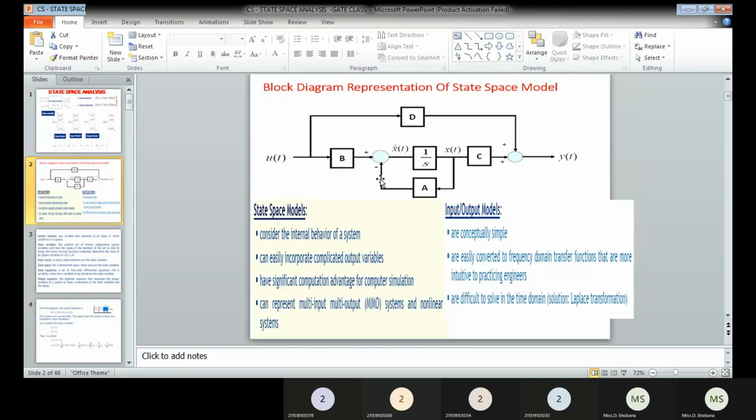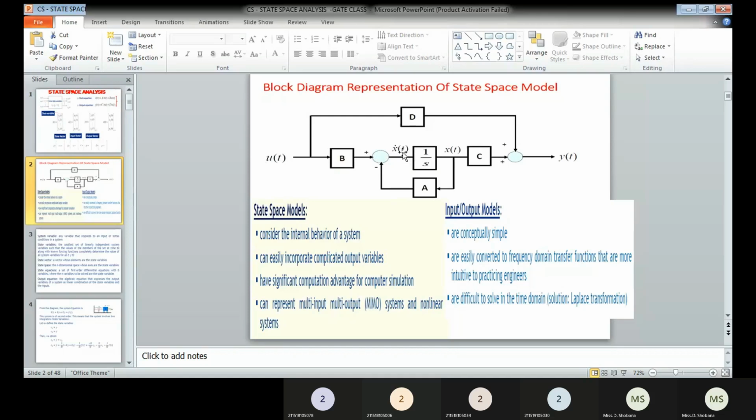The output of that will be A into x of t, so that is given to the adder. Here that will be with the plus sign. Therefore the signal is being added with the input signal. The input signal available is u of t, which will be given to the block gain B. Therefore it will give the output of B into u of t, which is given to the adder also. So these two signals are added together and given to the integrator.